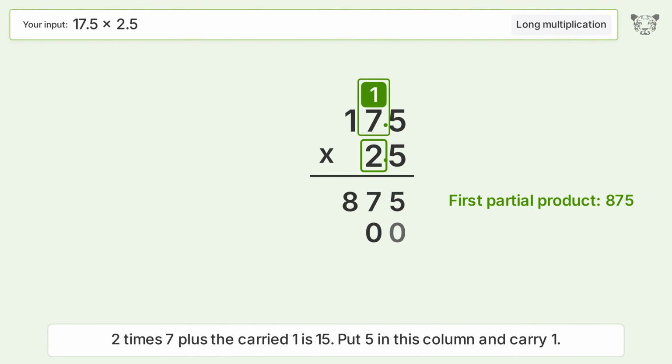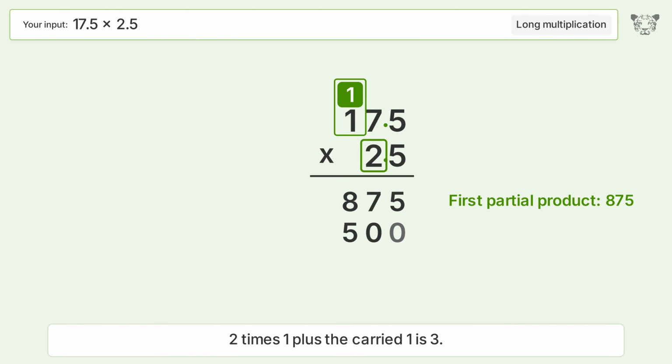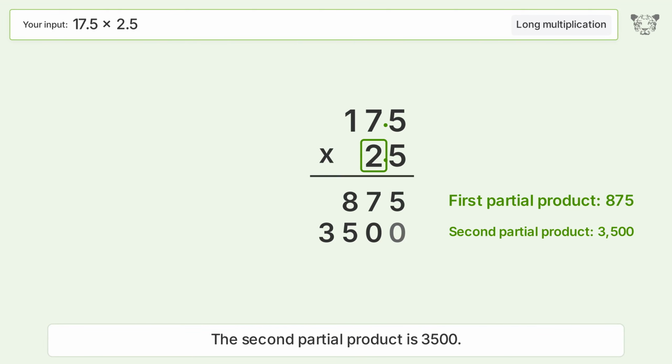2 times 7 plus the carried 1 is 15. Put 5 in this column and carry 1. 2 times 1 plus the carried 1 is 3. The second partial product is 3,500.